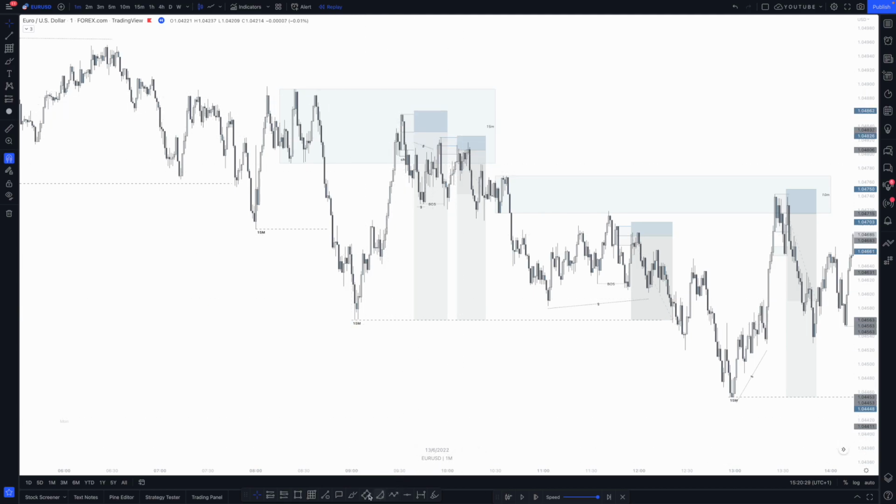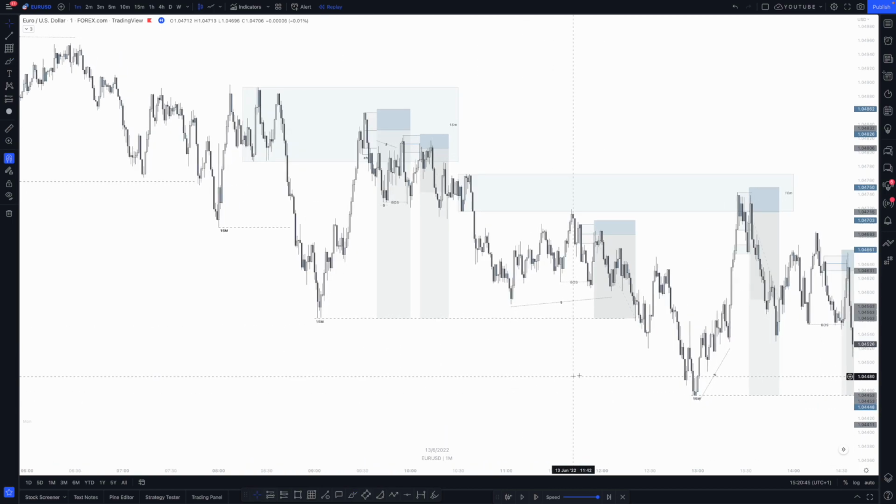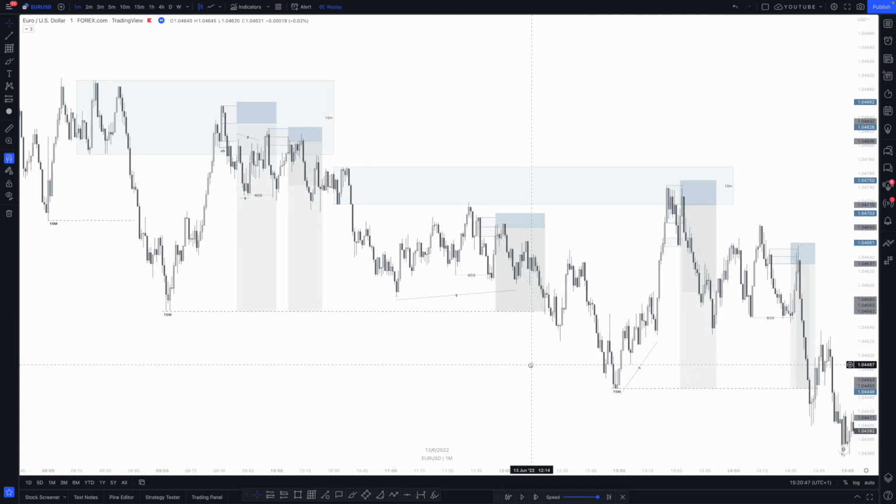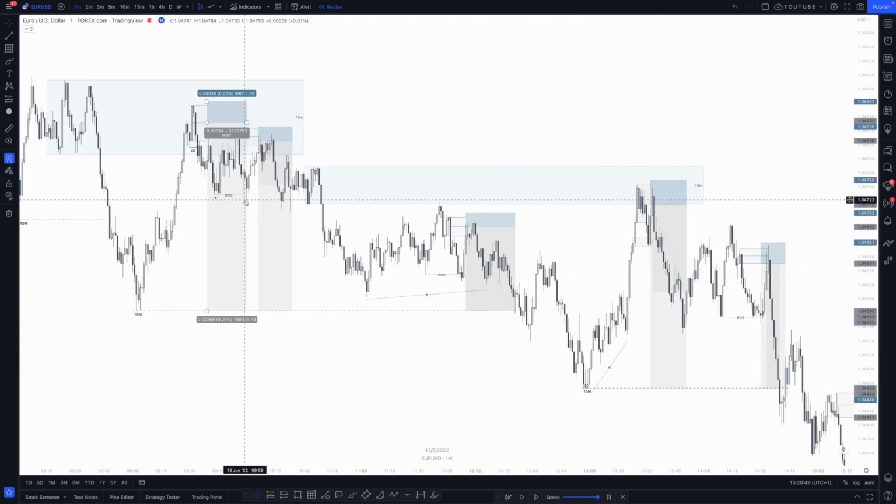So what does that mean? This low right here becomes weak and targeted, and then what do we expect? We expect price to come down and take out this low. And as you can see, what happened? The low got taken eventually. It took quite a while, but eventually it did get taken, and that's what I mean by just following order flow. And then as you can see, we've got a nice 10-minute candle right here.